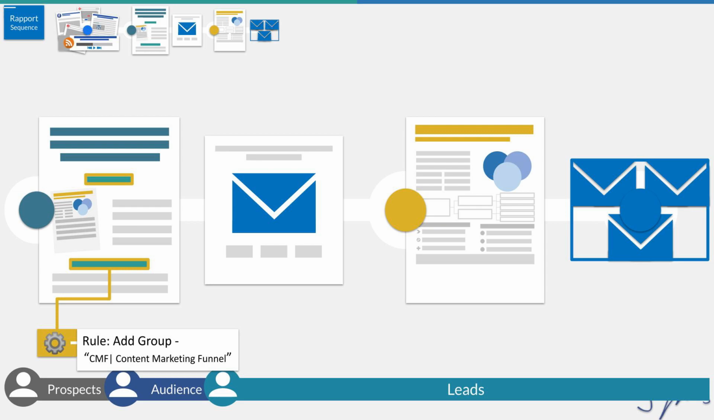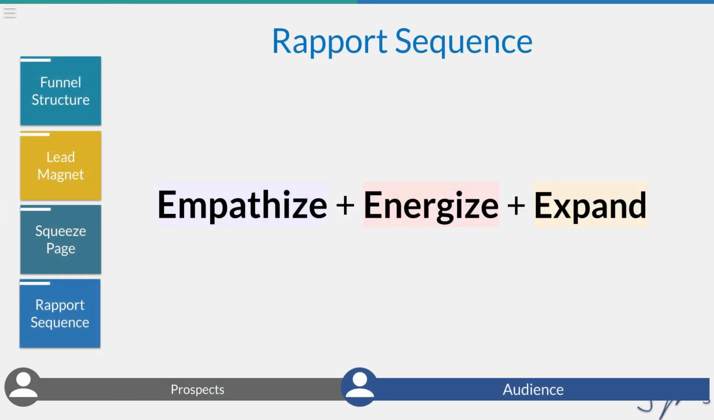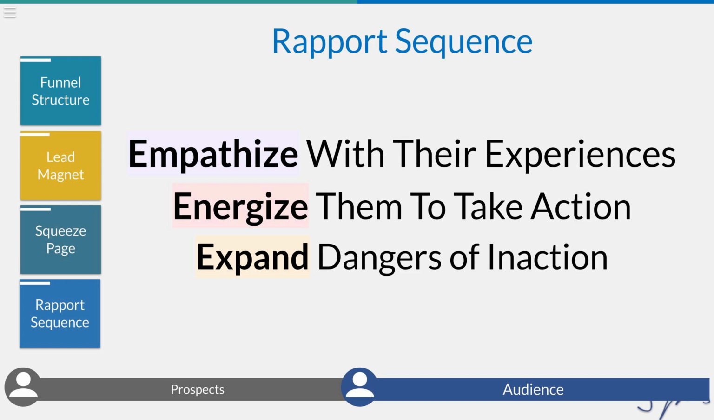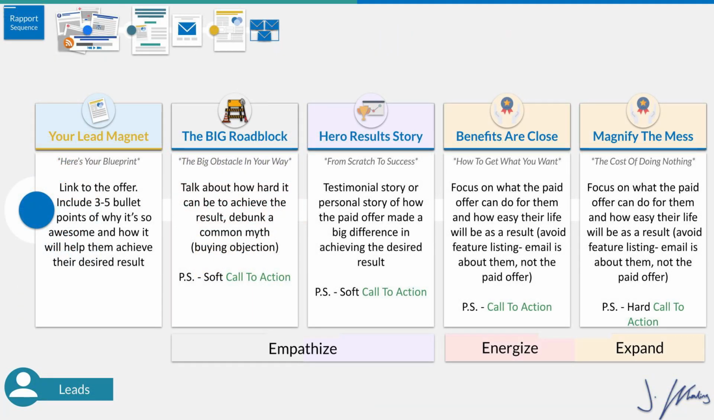And even if you don't want to follow this sequence, there are 3 things you want to do as soon as someone opts in. We are going to empathize, energize, and expand. We're going to empathize with their current experiences. We're going to energize them to take action and expand on the dangers of not taking action. That is, not trying to solve whatever problems or roadblocks that they currently have. And so here's the 5 email sequence.